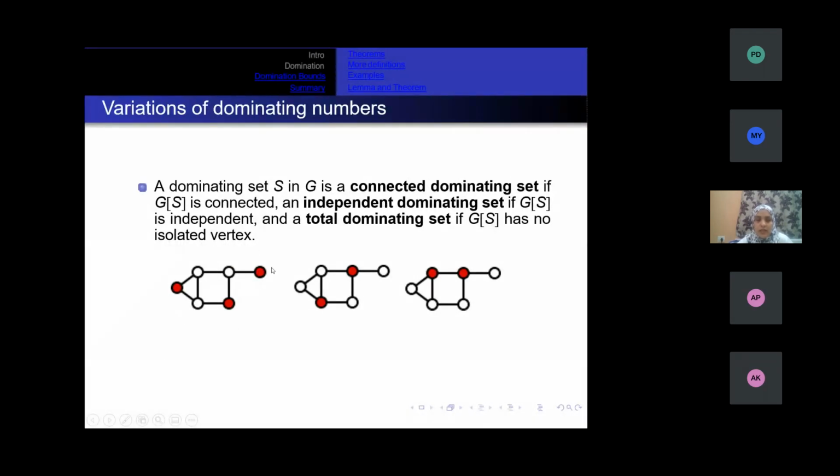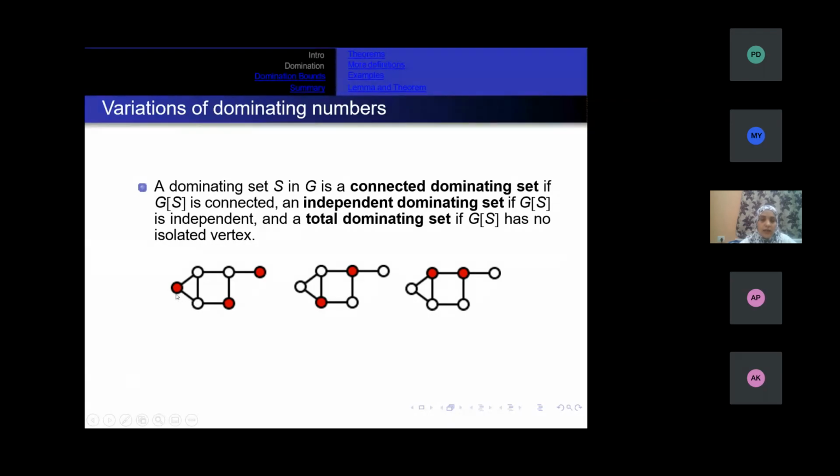We can see that this is a simple graph. It's a connected graph. It's not a disconnected graph. For any domination number, we have to consider only the connected graph. Only then will we be able to find the domination number and dominating set. So this is a connected graph.